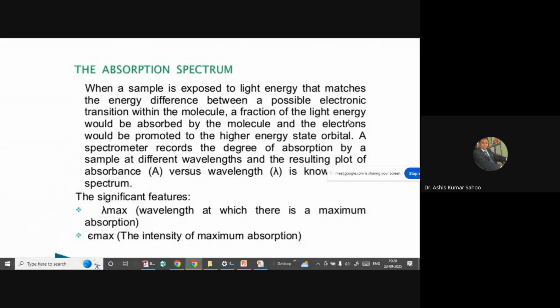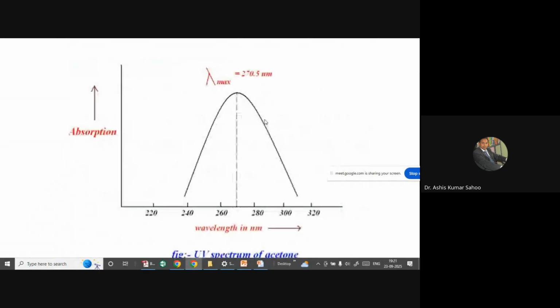So here we get a lambda max and a maximum intensity. This is the spectrum of UV visible spectroscopy, a plot of absorption versus wavelength. This is the peak of UV visible spectroscopy. Listen, on the y-axis we have absorption, on the x-axis we have wavelength. So here we get a UV visible spectrum.